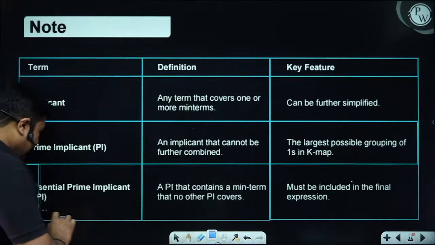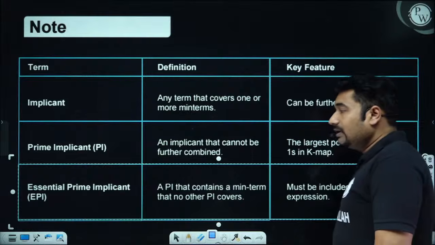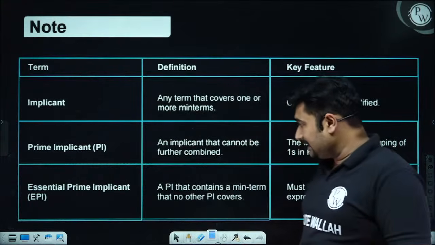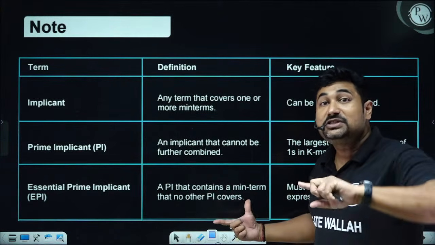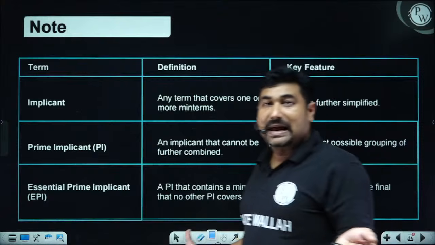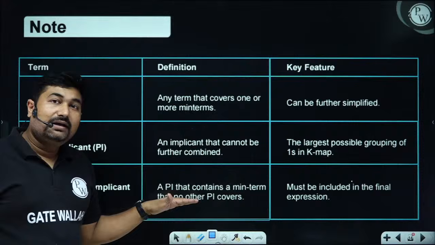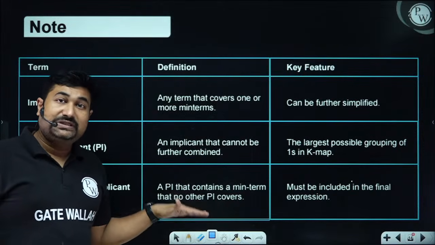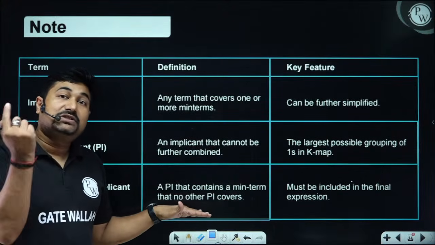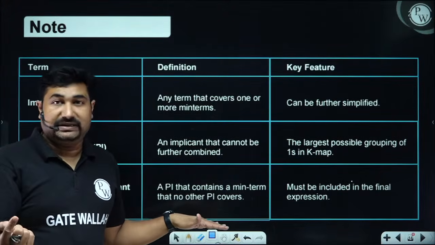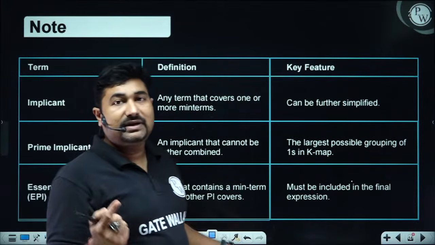Is it okay? And we have a term called essential prime implicant. An essential prime implicant is a prime implicant that contains at least one min term which is not part of any other prime implicant. In short, that prime implicant which contains at least one logic level 1 which is not part of any other prime implicant. That is what we call essential prime implicant.